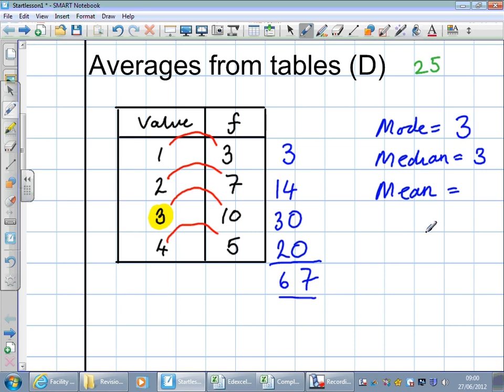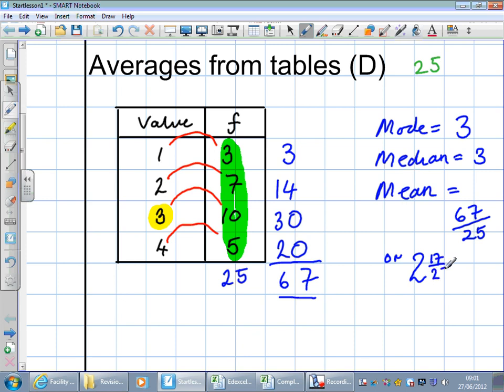to give me 67. So the mean is 67, all divided by, well, how do I know what to divide by? I've got to add all those frequencies up to find out how many bits of data there were. If I add them up, well done, there's 25. So the mean is 67 over 25, an improper fraction. 25 goes into 67 twice, remainder 17. So the answer is 2 and 17 25ths.